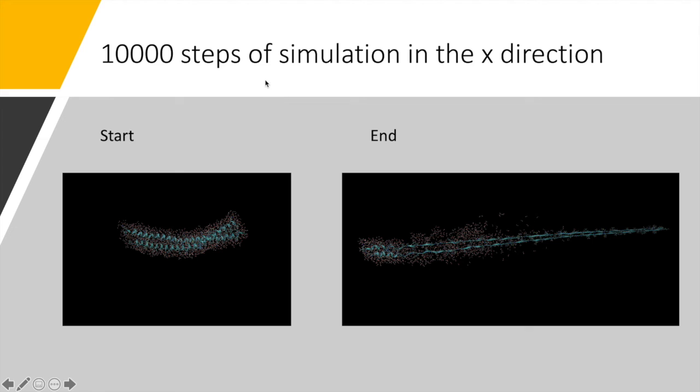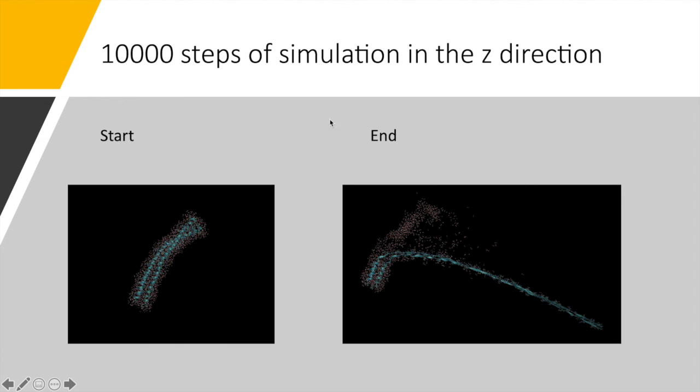This is 10,000 steps in the x direction. You see it stretched much more than the previous one, and there are less and less water molecules as you go along, the more it's being stretched, the more hydrogen bonds are being broken. And this is 10,000 steps in the z direction. You can see loads of the hydrogen bonds have gone because we're pulling down on a molecule, which is ripping up more water molecules, breaking more hydrogen bonds.